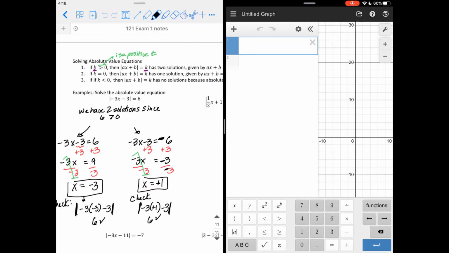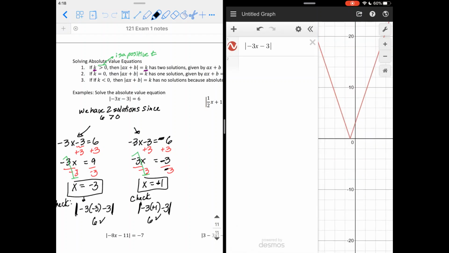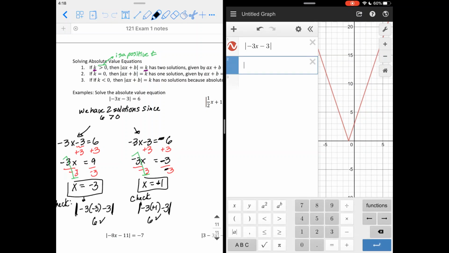Okay, so absolute value. On Desmos, it's this key right here. So it's the absolute value of negative 3x minus 3. And I close the absolute value symbol. So there is that v. It better look like a v because it's absolute value. And I want y equal to 6. So if I don't want to think too much, the right-hand side, which is 6, I'm going to enter it as y equal to 6.